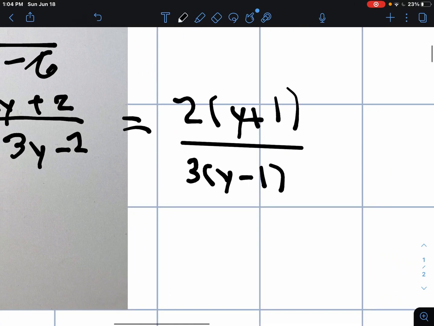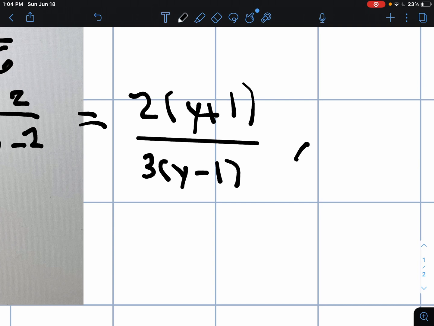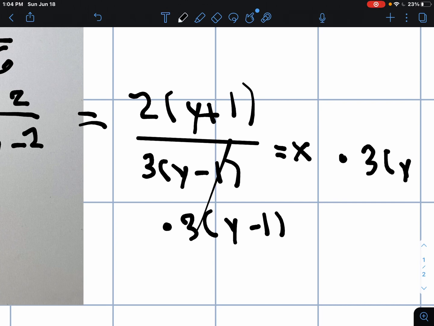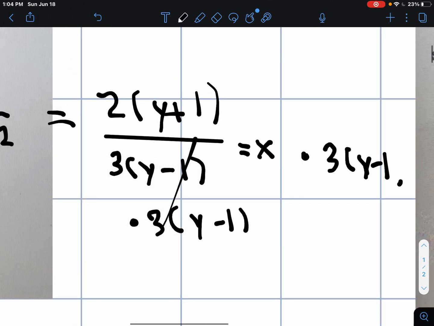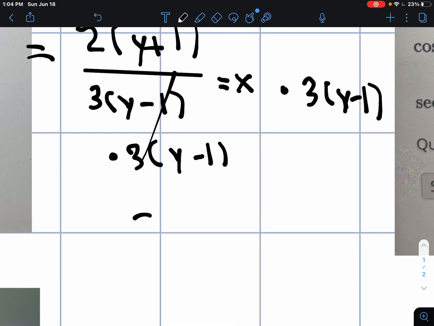Don't forget we have our x equals right here. What I'm going to do is multiply the denominator by the denominator, and that will cancel out. Multiply this by the denominator. And so we're left with 3y minus 1, x equals 2y plus 2.